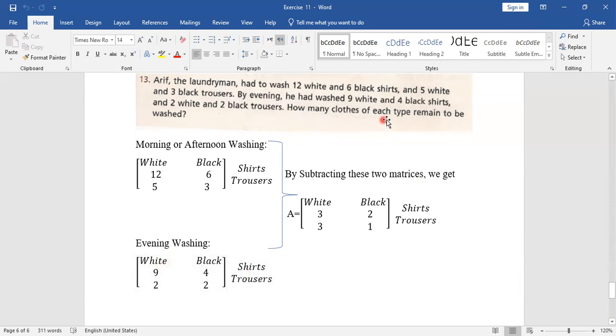Now, how many clothes of each type remain to be washed? Remain means leftover. By subtracting these two matrices, we get 12 minus 9 is 3, 6 minus 4 is 2, 5 minus 2 is 3, and 3 minus 2 is 1. So this is the data we are required from the question.